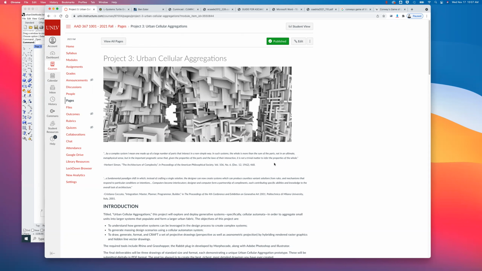And so here's a famous quote by Herbert Simon in a paper he wrote called The Architecture of Complexity. Quote, by a complex system, I mean one made up of a large number of parts that interact in non-simple ways. In such systems, the whole is more than just the sum of its parts, not in an ultimate sense, but in the important pragmatic sense that given the properties of the parts and how they interact, the laws of their interaction, it's not a trivial matter or not an easy way to infer what kind of system it's going to produce, right? The properties of the whole.